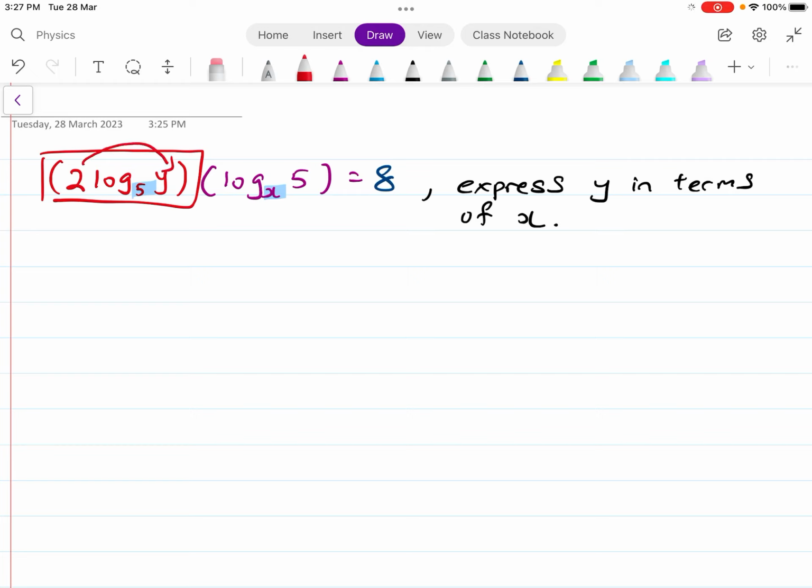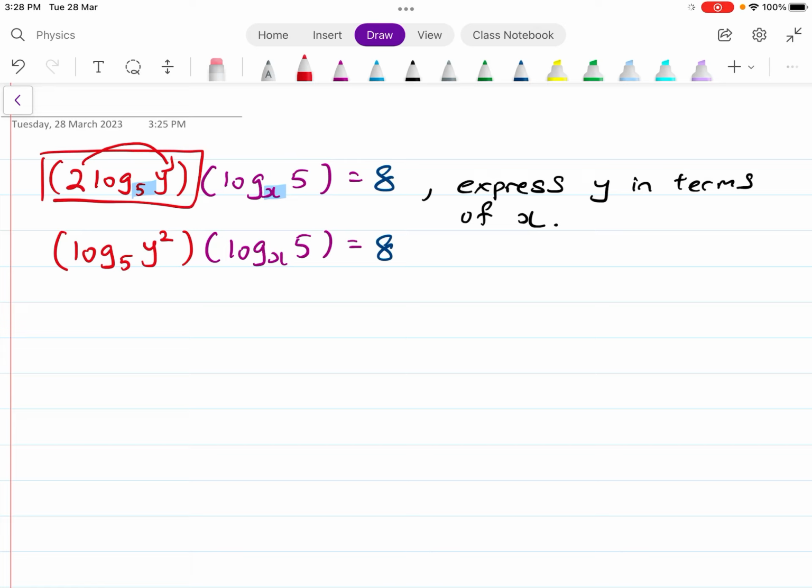So this is the power rule of your logarithm. First, of course, is log base 5 y square. Then after that, of course, I put a bracket, and I put the log base x5 equal to 8. Okay, so the next step is to change base. Remember how to change base.